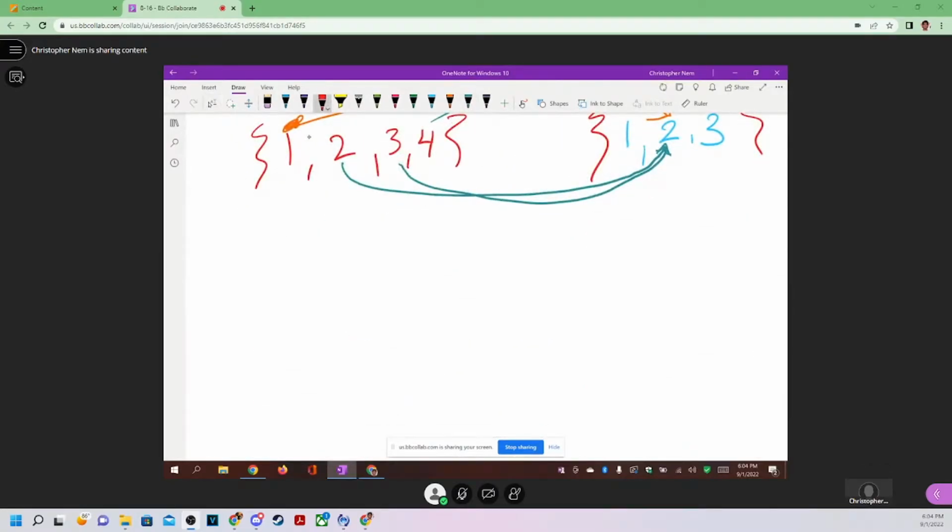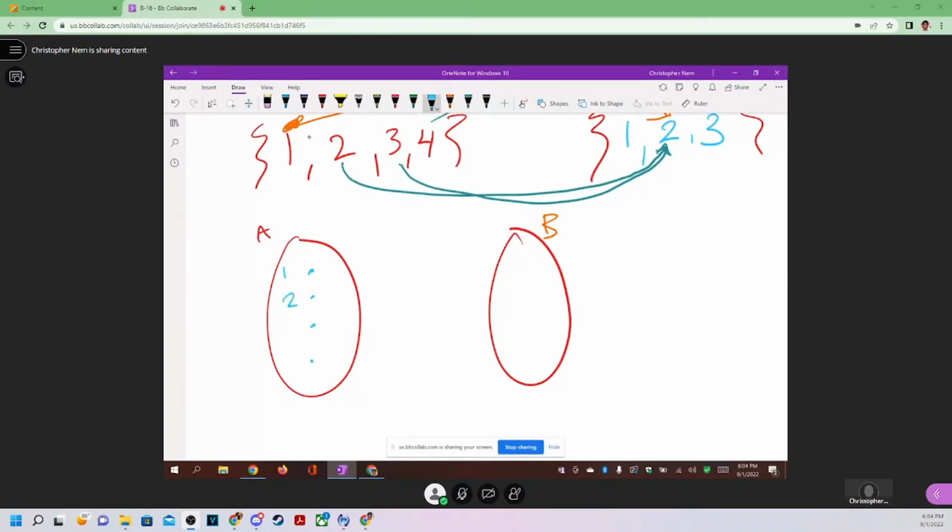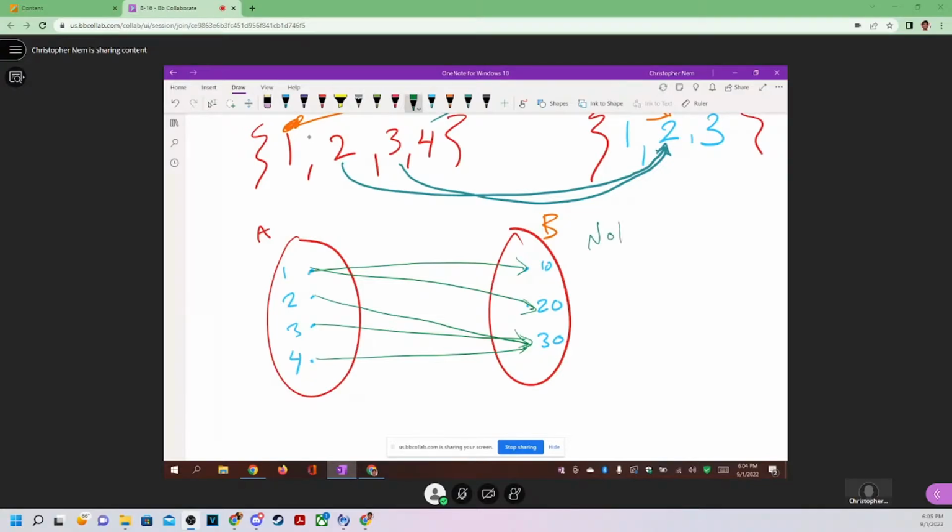Let's take another example. Let's call this set A. This time I'm going to draw in terms of diagrams. Let's take this set B. Well, let's take some numbers. 1, 2, 3, 4, 10, 20, and 30. Let's say I assign 1 to 10. But then I assign 1 to 20. I assign 2 to 30. I assign 3 to 30. 4 to 30. This is not a function.